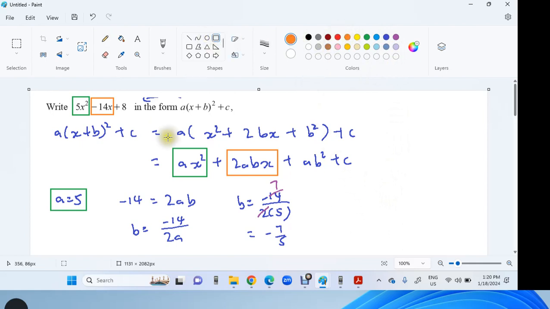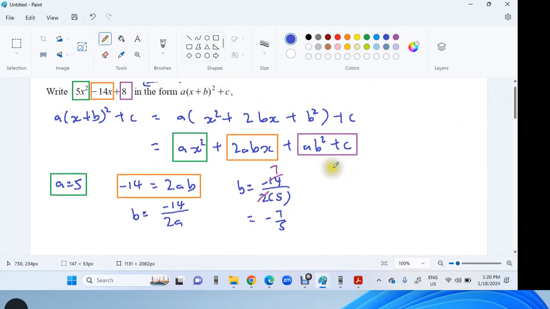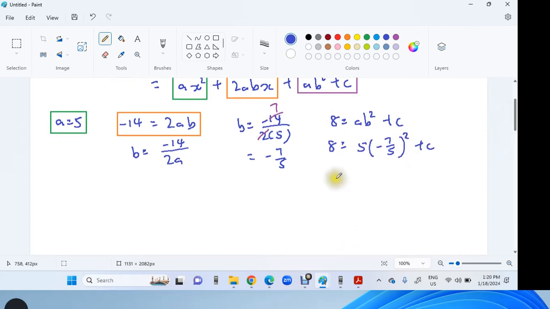Okay, so after that we can compare the coefficient without x. So we have 8 equal to ab squared plus c. So 8 equal to 5 times negative 7 over 5 squared plus c. Okay, so we have 8 equal to 5 times 49 over 25 plus c. So we can cancel here the 5. Then we have c is 8 minus 49 over 5, which is negative 9 over 5.